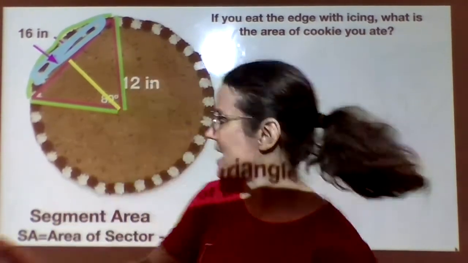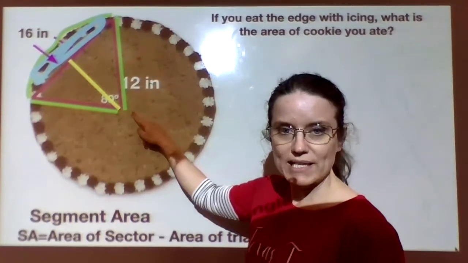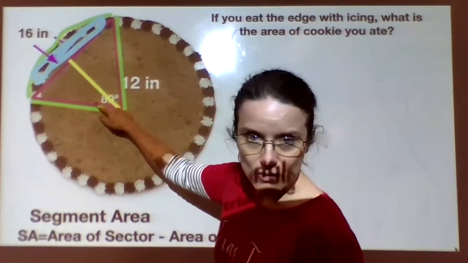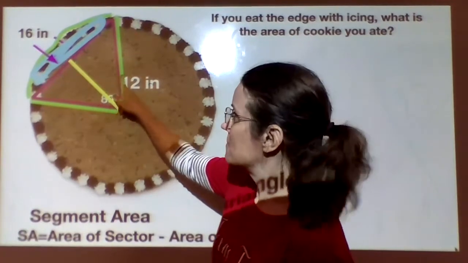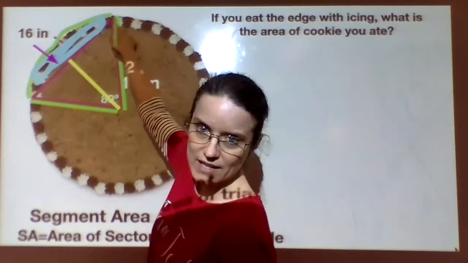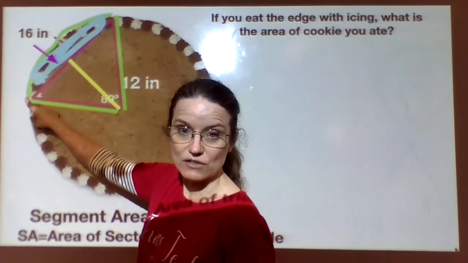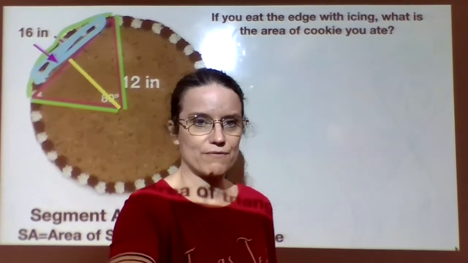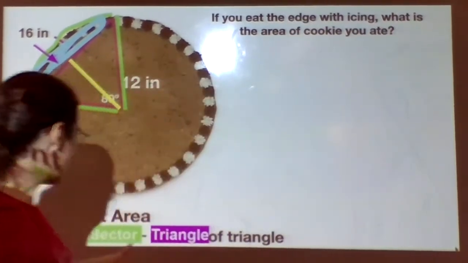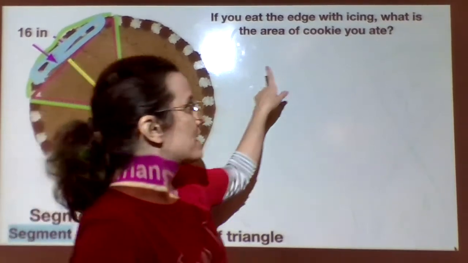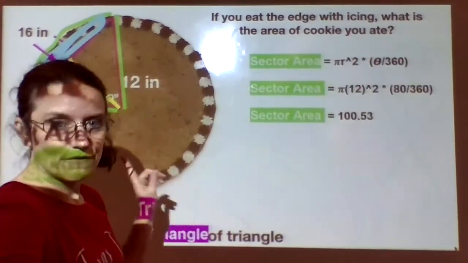Okay, so in this case, I'm going to have a 12-inch radius cookie. This is one of those big old cookies. An 80-degree part that is being measured off here. And the length of this chord that I'm cutting off is 16 inches long. And I want to know the area that got cut off the edge there with all the frosting. So to do that, I'm going to take my sector minus my triangle. So let's find the area of my sector first.